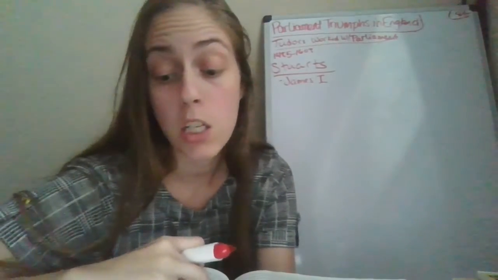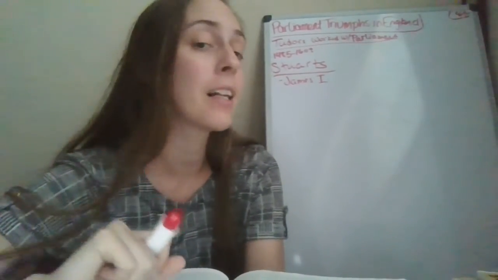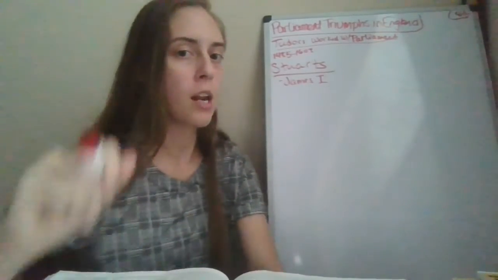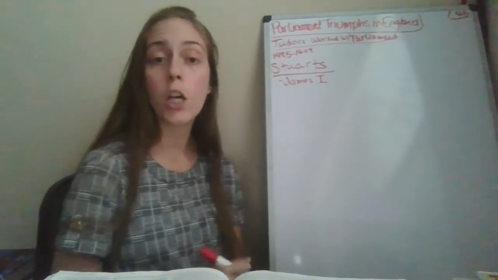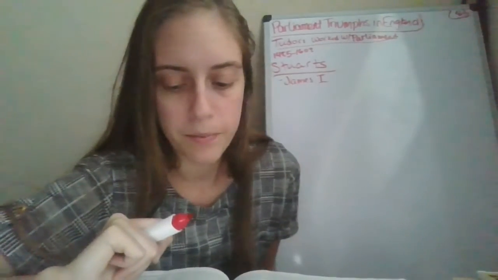When members wanted to discuss foreign policy before voting funds, James dissolved Parliament and collected taxes on his own, which was something he should not have done. So he basically said, I don't want y'all here, go home, I'm going to do this on my own, which is not what's supposed to happen. James also clashed with dissenters.